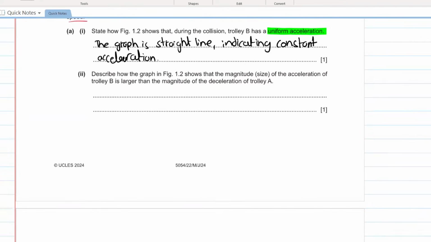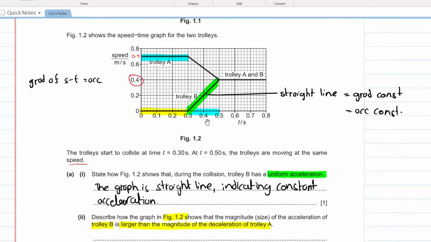Let's further move ahead. Describe how the graph in figure 1.2 shows that the magnitude of the acceleration of trolley B is larger than the magnitude of the deceleration of trolley A. How do we know this? Where is the deceleration of trolley A? This one. Now, how can you tell this? It is a very easy answer if you focus closely.